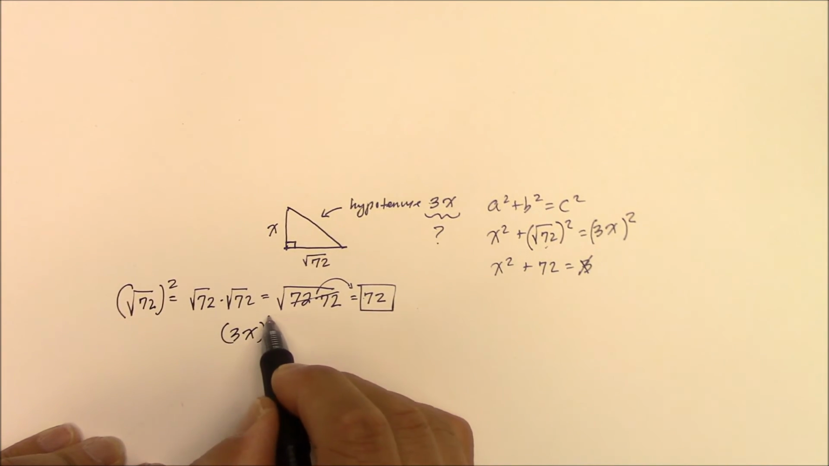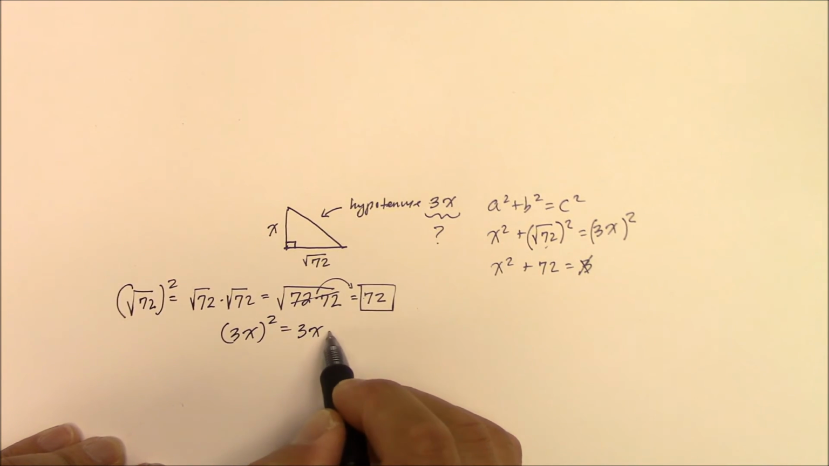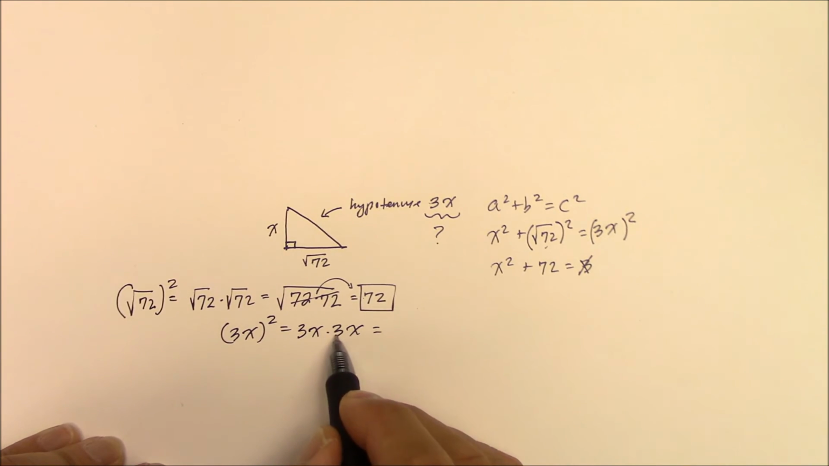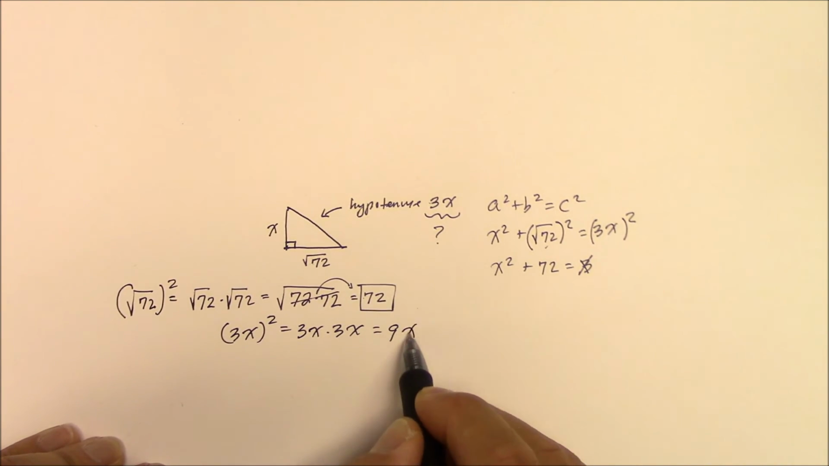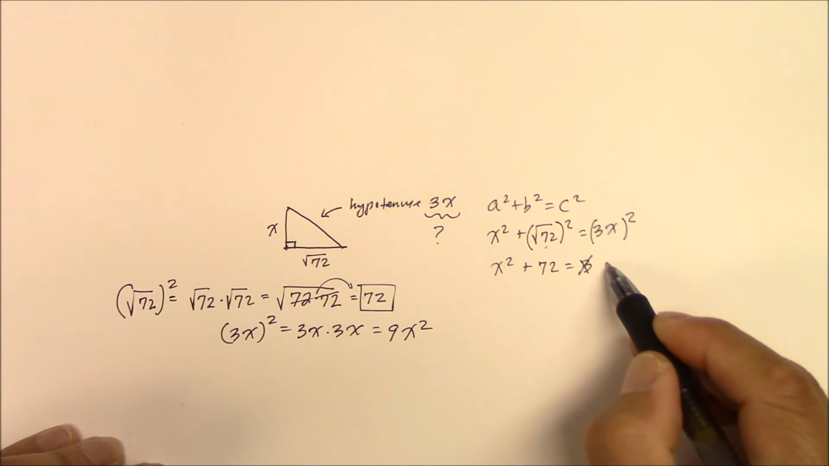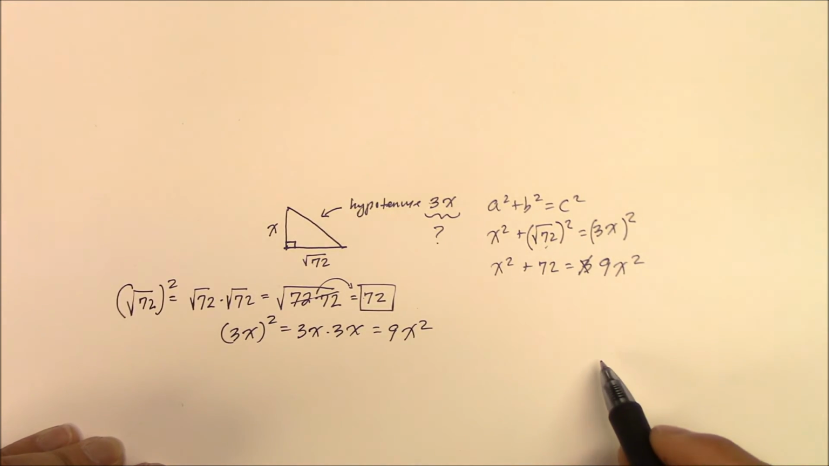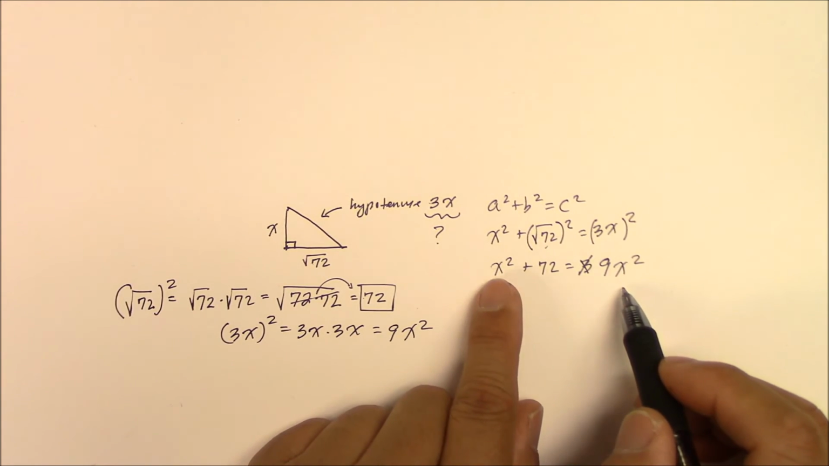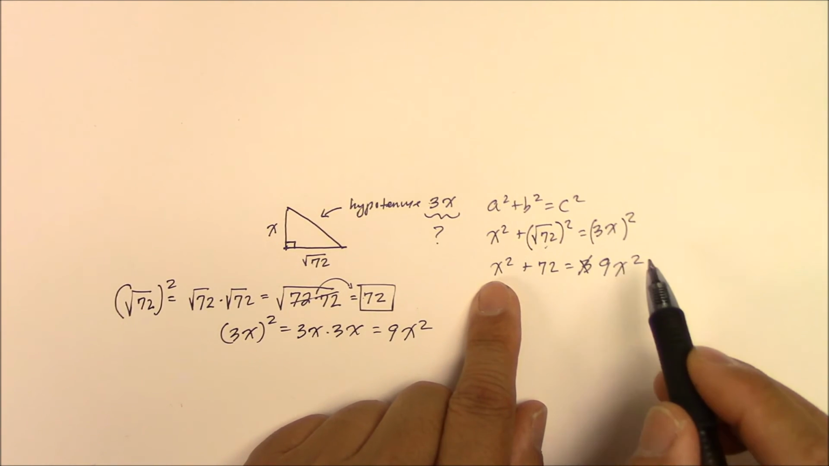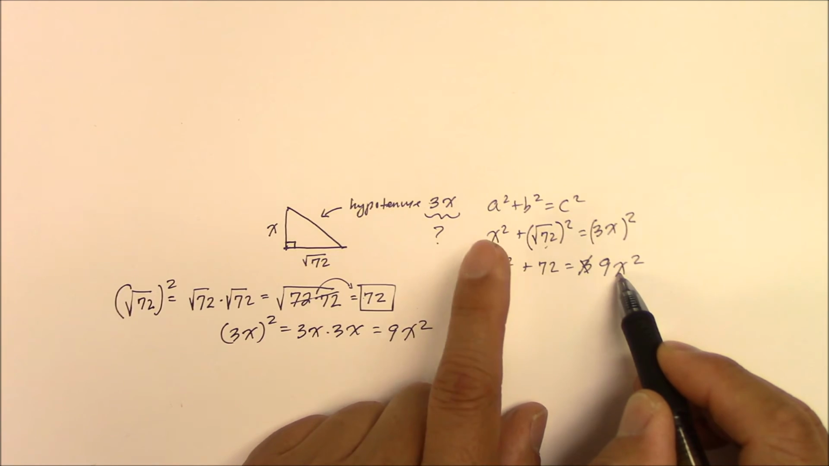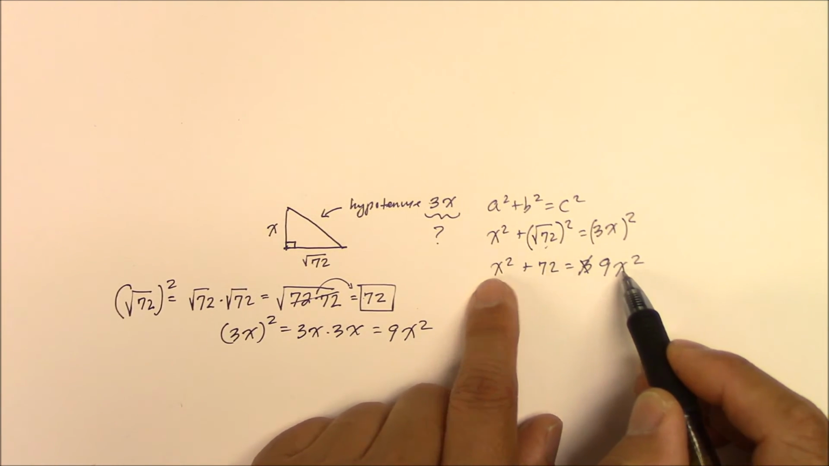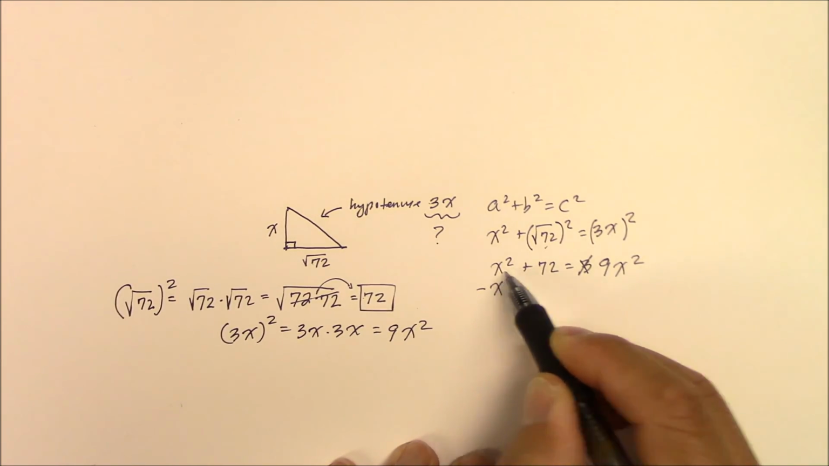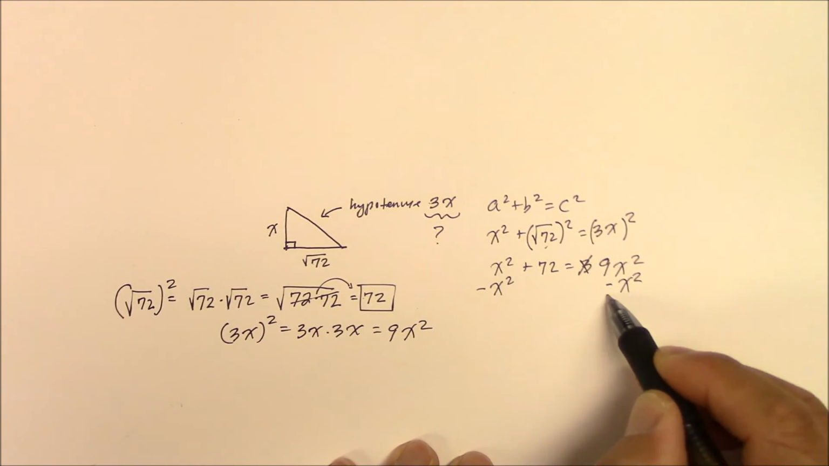3x squared. Doesn't that mean 3x times 3x? So therefore, the coefficient 3 times 3 is 9. X times x is x squared. So this becomes 9x squared. Now here's how it works. Which is the bigger, x squared or 9x squared? This is the bigger one. So take the smaller one and move it over to the other side. And you do that by subtracting that expression from both sides of the equation.